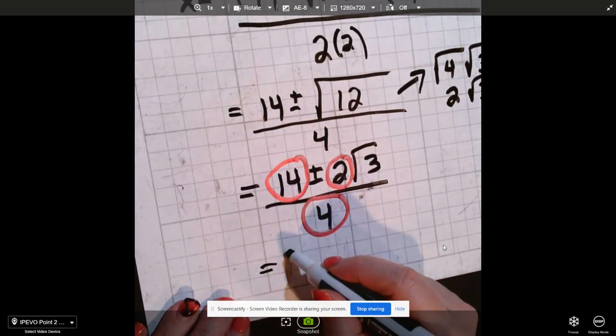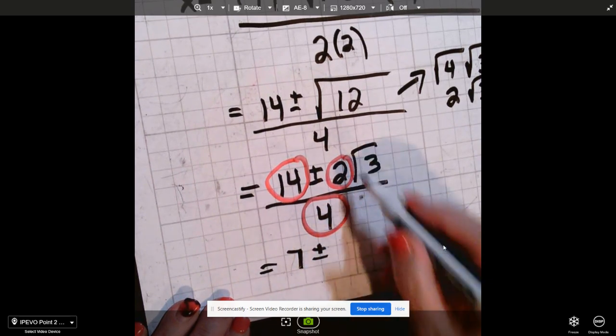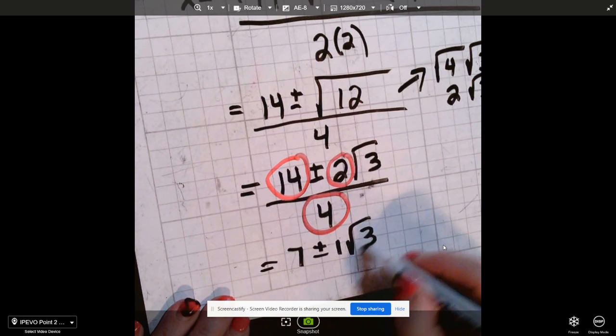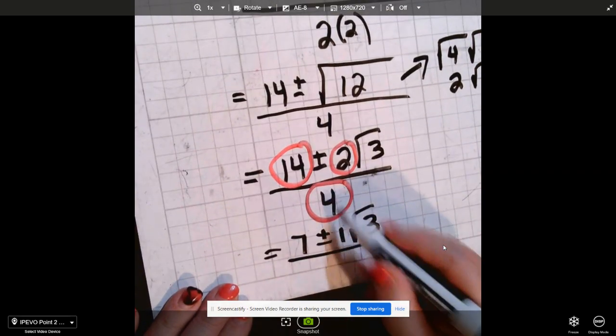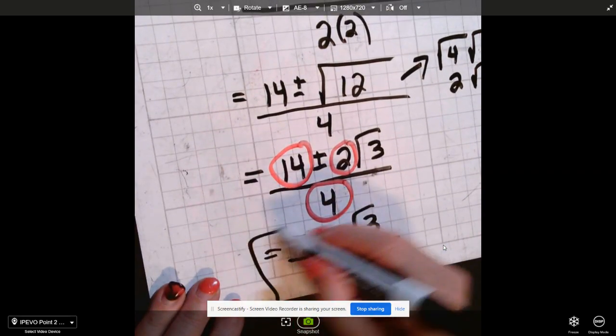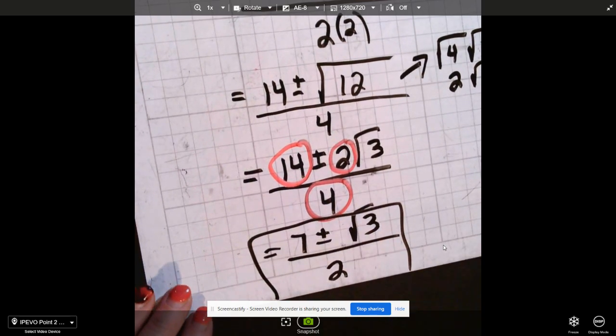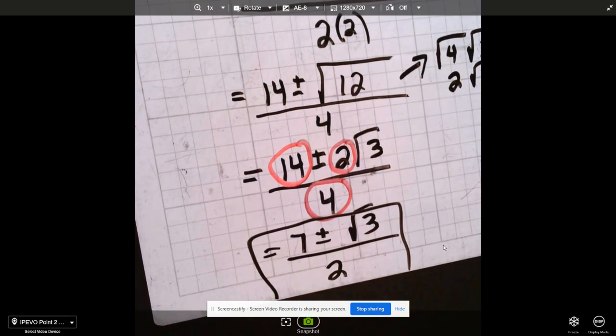So 14 divided by 2 is 7. 2 divided by 2 is just 1. The square root of 3 is still there. And 4 divided by 2 is 2. So that here will be my final answer: 7 plus or minus 1 times the square root of 3 over 2. And again, this 1 can be there or it can be left off. The 1 is understood. It's really personal preference.